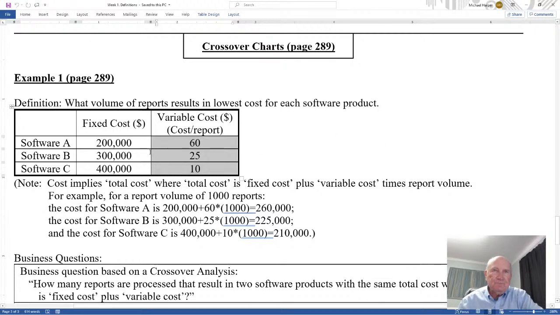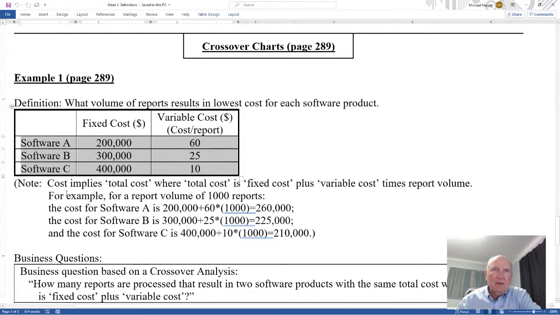Okay, well, notice the structure. The fixed cost goes from 2, 3, 4, so it increases as it goes from A to B to C. But the variable cost goes 60, 25, 10. The variable cost goes down as it goes from A to B to C. So when you have this kind of structure where the fixed cost goes up and the variable cost goes down, or vice versa, that inverse relationship says, well, there's going to be a crossover in there somewhere.